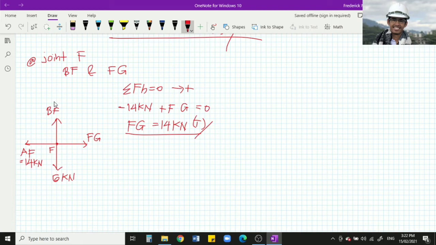So summation of forces vertical naman tayo. It's equal to 0. So that will be vertical natin, that will be negative 6 kilonewton downward, negative, plus BF is equal to 0. So same lang, BF natin will be equal to 6 kilonewton. So upward siya, so that away from the joint siya. So this is also in tension. Okay?